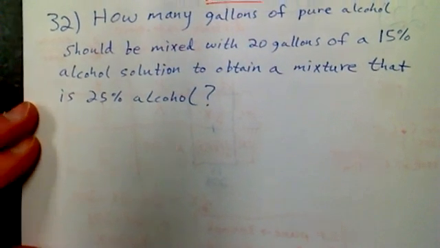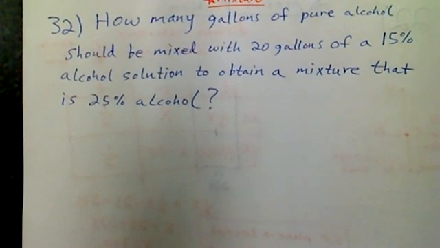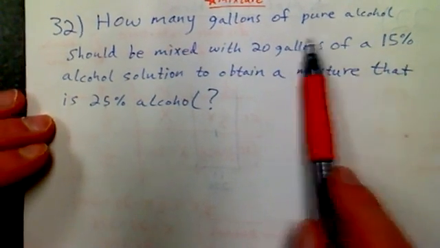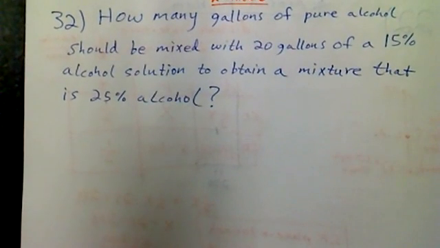Okay, so 32, this is in the book. How many gallons of pure alcohol should be mixed with 20 gallons of a 15% alcohol solution to obtain a mixture that is 25% alcohol? Okay, so when we look at this, pure alcohol, all right. What are we thinking? What are we going to do?